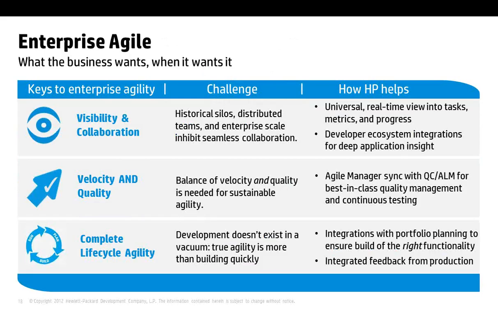So the Enterprise Agile is all about addressing the challenges that I just talked about. So the enterprise needs visibility and collaboration, which are historically not possible because of the silos, the distributed teams, and the scale at which the organization needs it. And how HP today helps is by bringing a universal visibility into the tasks, the metrics, and the progress in the application lifecycle. And also, as I mentioned, the integrations with the development ecosystems, which will enable the insights to all the developers, the testers, and the project managers to achieve the objective of velocity and quality.